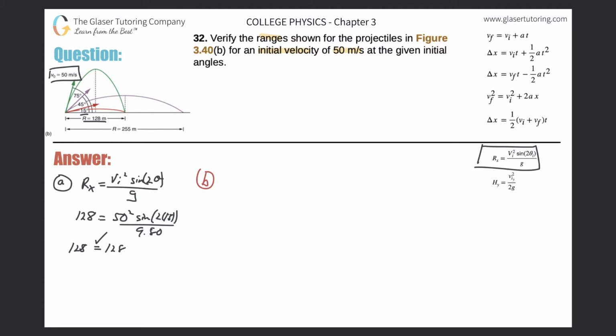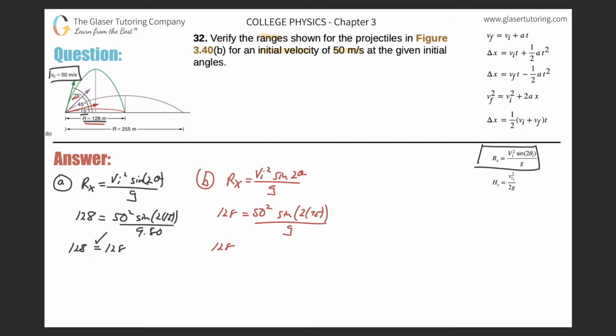I'll call it B. Why don't we do 75 next? All right, so the 75-degree angle also gave us the same range. That's interesting. Let's see if that is the case. So I'll use the same formula. The range of x is equal to the initial velocity squared times the sine of 2 theta all over g. So we have 128 is equal to 50 squared multiplied by the sine of 2 times, what was it, 75? Great, all over g.